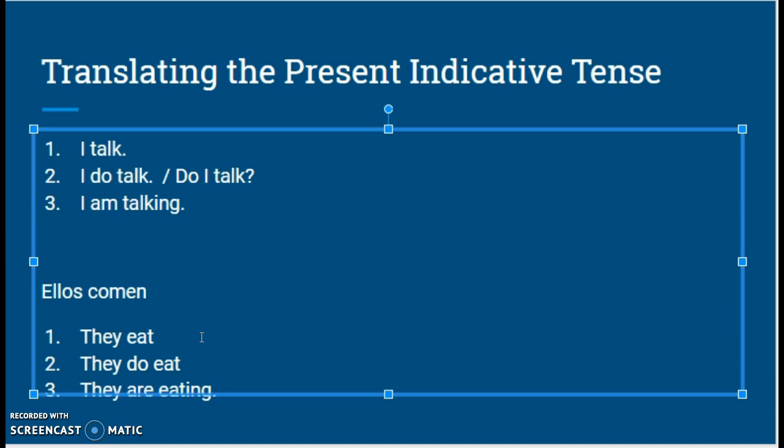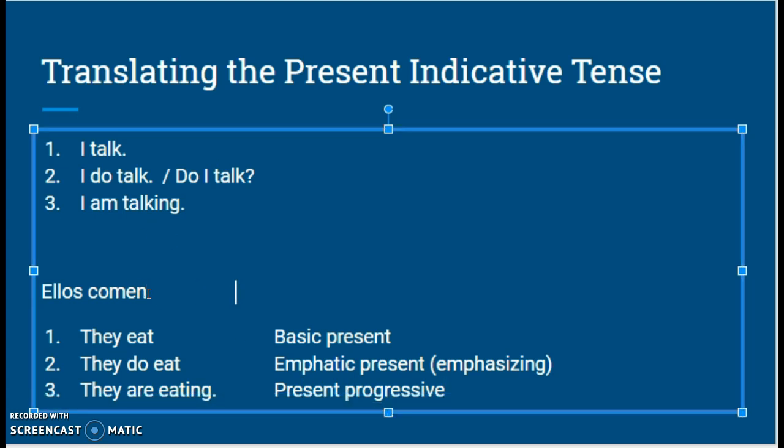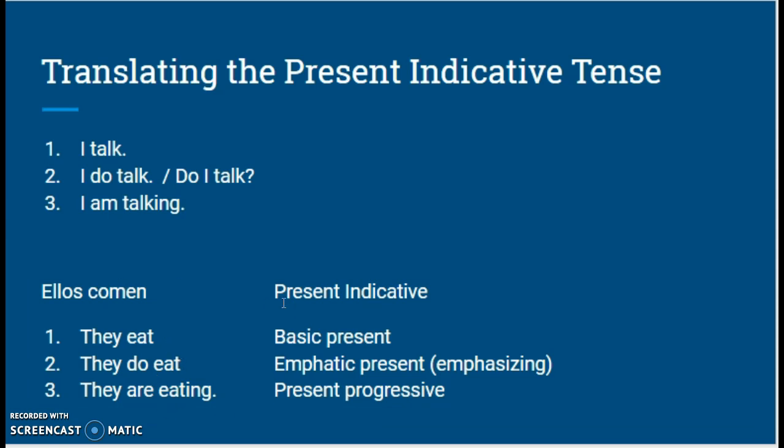So in English, this tense is called the basic present. This is called the emphatic present because you're emphasizing. And then in English, this tense is called the present progressive, which is where you have a gerund ending in ing, and that all corresponds to the Spanish tense called present indicative. So remember, in Spanish, all these tenses correspond to this basic tense of endings that we've been learning.